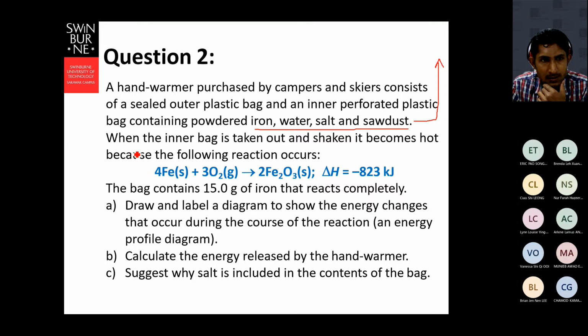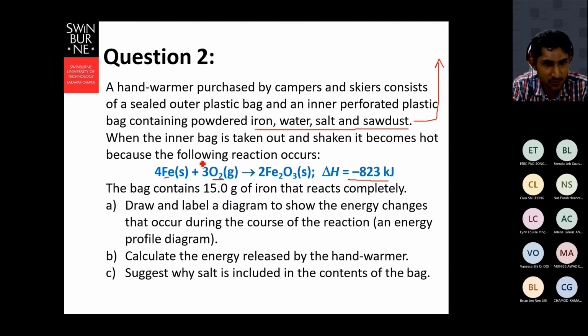So when this bag is shaken and the reaction starts, it becomes quite hot, it gives a lot of heat. You see that 823 kilojoules of heat it produces. As chemistry students, what we look at is that the reaction is occurring between iron and oxygen, right? Oxygen is a gas, so you have to provide enough pathway for the gas.